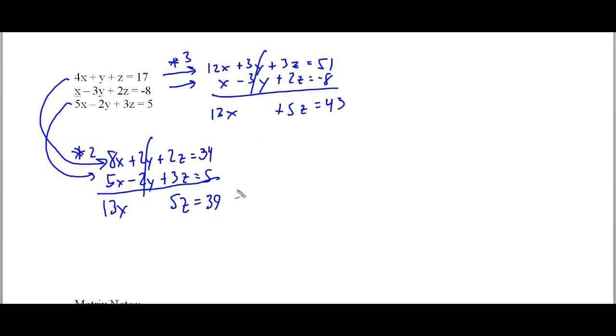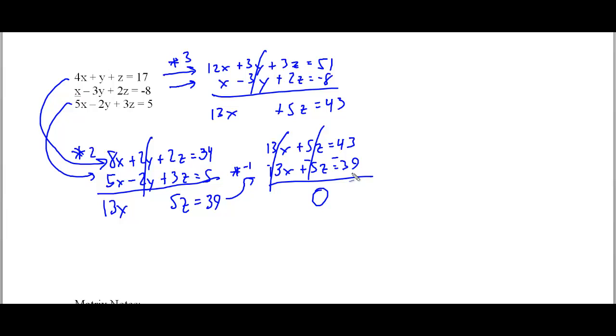I'm going to stack these two on top of each other, 13x plus 5z equals 43, and I got 13x plus 5z equals 39. Well, what's going to happen if I multiply this by negative 1, I get negative, negative, negative. So I get zeros here, because those simplify to 0. And this does not make 0. This actually makes a positive 4, and this is an inconsistency. There is no solution, because what happens is that two of these three, actually, all three of these, but at least we know that two of these planes are parallel. So there is no intersection.